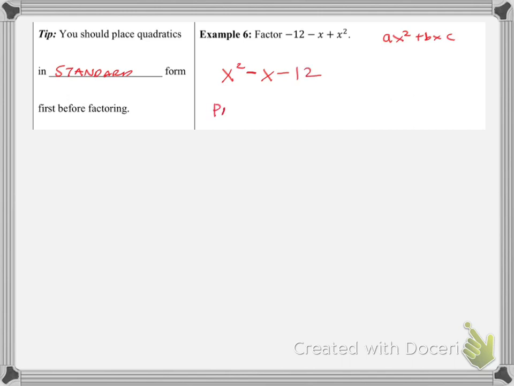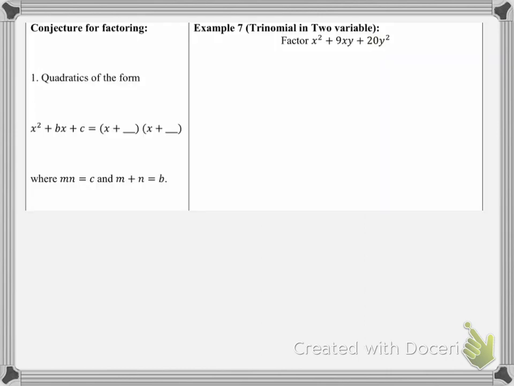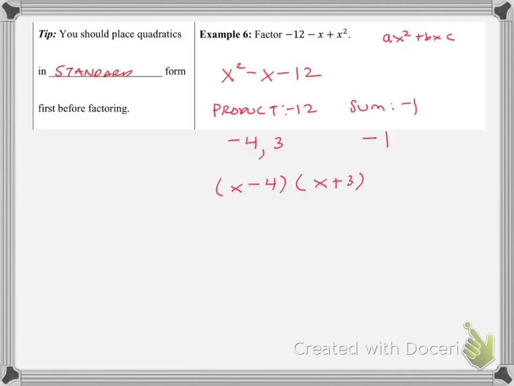And now we think about, okay, we need the product in this example to give us negative 12 and the sum to give us negative 1. So go ahead and pause the video and see if you can figure it out and then come back. Welcome back. So you realize that negative 4 and 3 gives us a product of negative 12 and a sum of negative 1. So our answer is x minus 4 times x plus 3. Okay, hopefully that made sense.